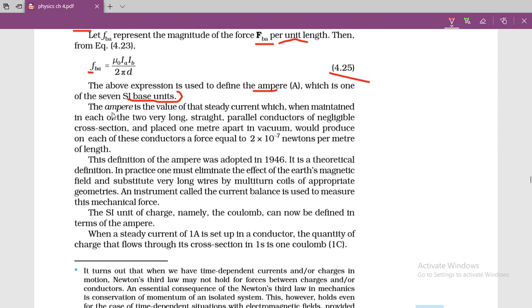The ampere is the value of that steady current which, when maintained in each of the two very long straight parallel conductors of negligible cross section and placed 1 meter apart in vacuum, would produce on each of these conductors a force equal to 2 into 10 to the power minus 7 newtons per meter of length. Okay, so this is a very important definition, students.